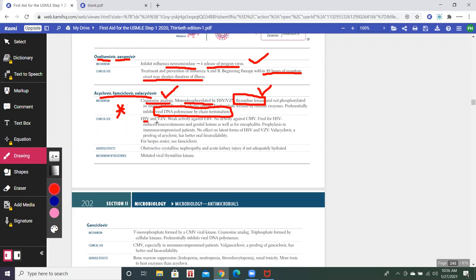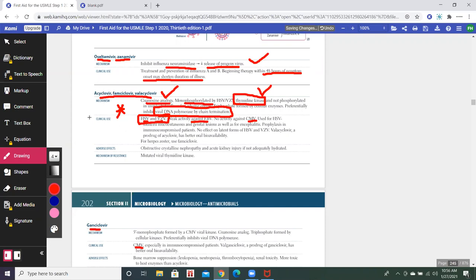Now, the next one. Herpes simplex virus and varicella zoster virus, these have weak activity against Epstein-Barr virus. So they're used for herpes simplex and varicella zoster mainly. And you have to remember this. They are not used against CMV. Always remember acyclovir for herpes simplex and varicella zoster and ganciclovir for CMV.